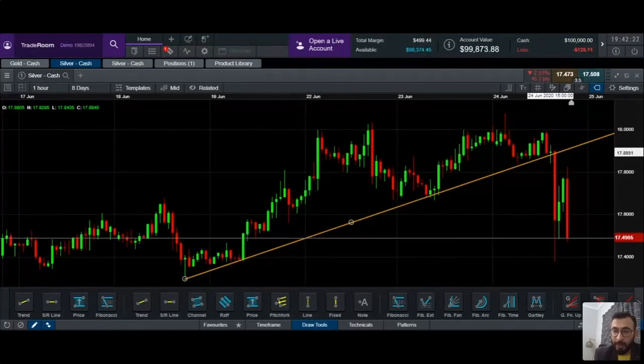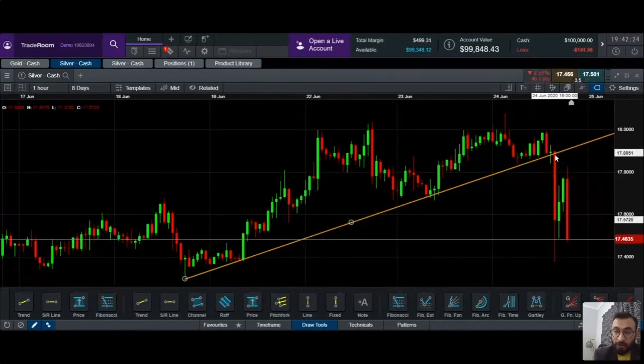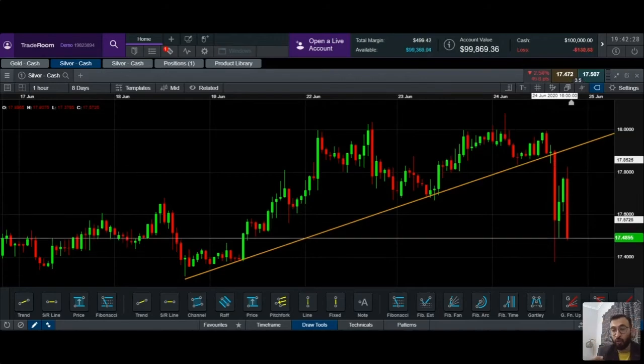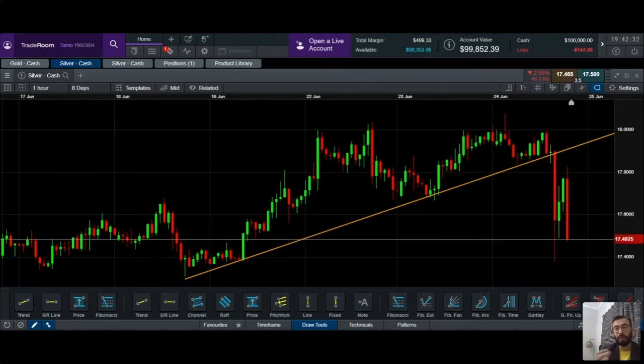Sometimes it will work in your favor, right? But sometimes it might not. This trend gets broken, and see what happens. The impact when a trend gets broken in a volatile market, it just drops. That's why you have to keep a stop loss.